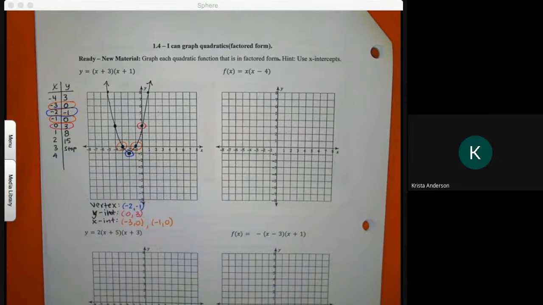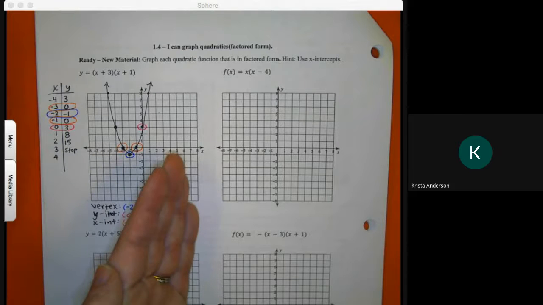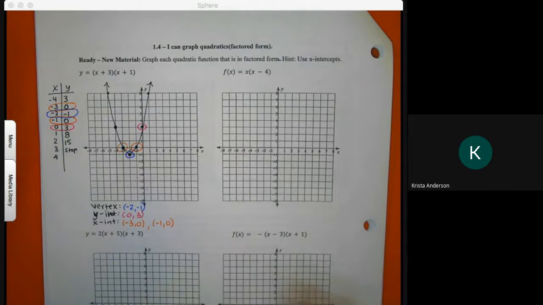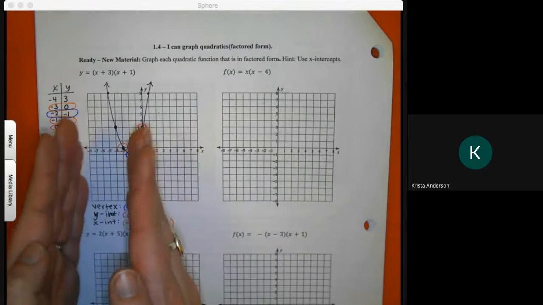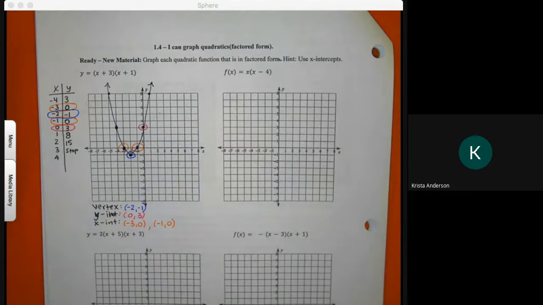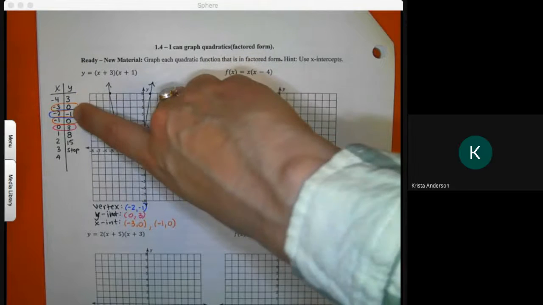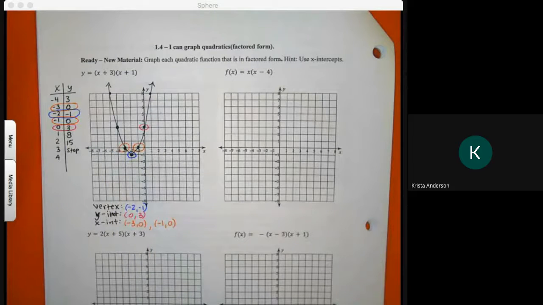I randomly picked -4 to +4, and I just started plugging numbers in until I see a pattern. If I don't see a pattern, then that means I picked the wrong window and I need to shift the perspective of where I'm looking. So if this pattern does not happen, where it repeats, you are off. The vertex is somewhere else.